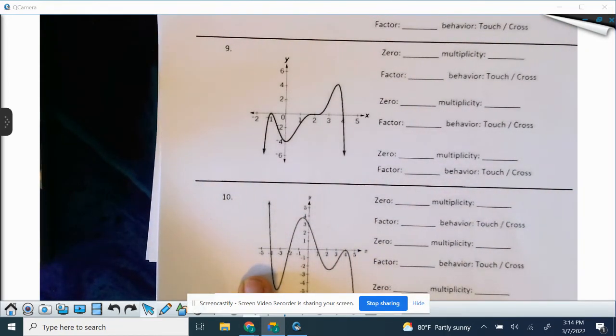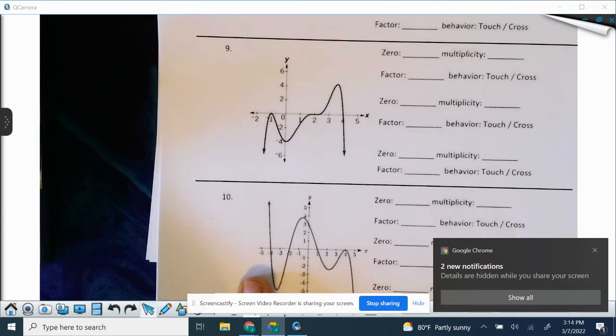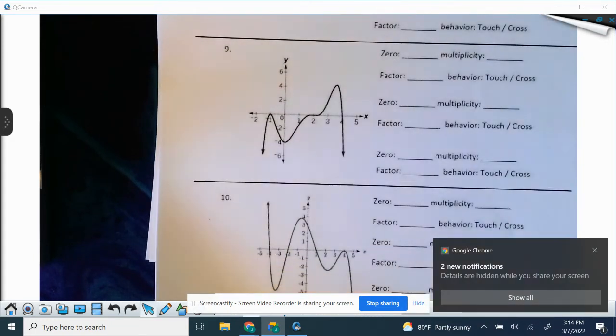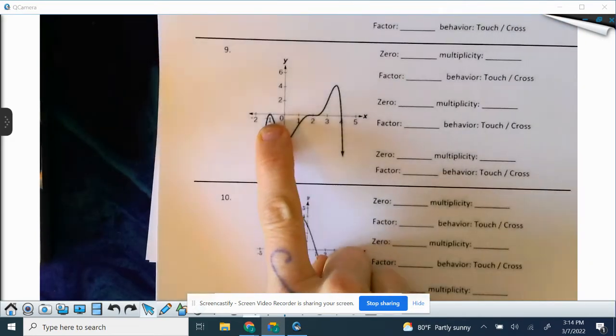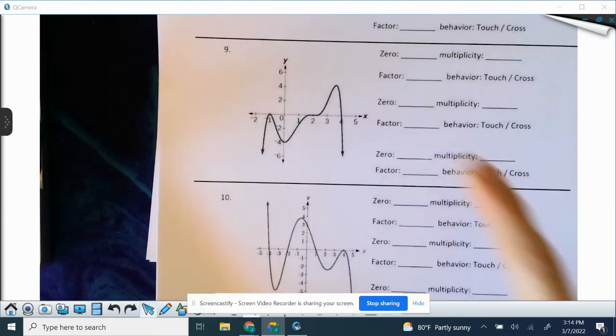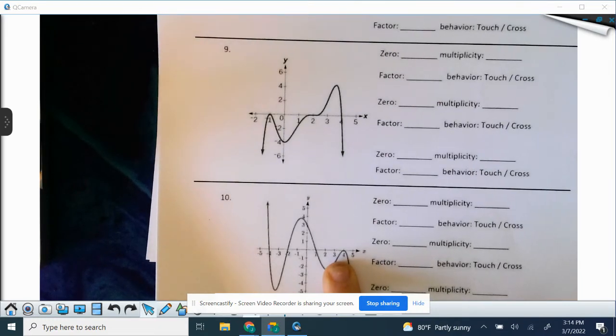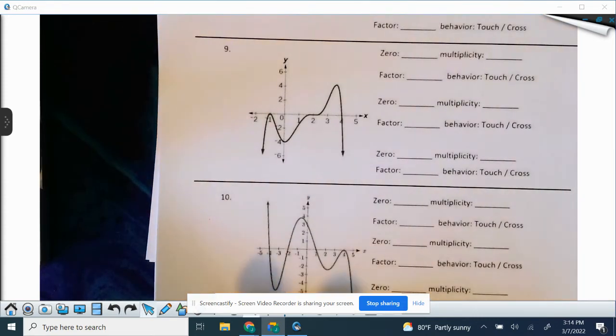Odds cross through. It's just how fast does it cross through? A multiplicity of 1 goes directly through. 3 is still going through, it just sort of detours to get through the x-axis. And your evens are going to be your bounces. So we know that's going to be a 2 because it bounced directly off. A multiplicity of 4 is pretty hard to differentiate from a graph, which is why I didn't do that to you.